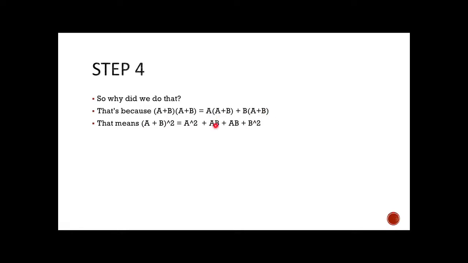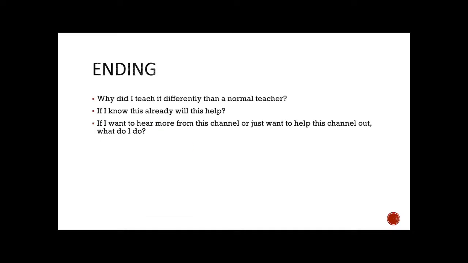Okay, so we get this, and then we can show that a plus b squared is equal to a squared plus ab plus ab plus b squared, the thing we just did earlier. Incredible, right? So that means that a plus b squared is equal to a squared plus 2ab plus b squared. Or we can just reword that to a squared plus b squared plus 2ab, depending on how you want to write. That's incredible, right? Okay, so this is the ending.